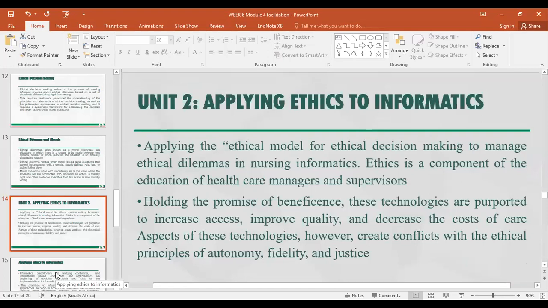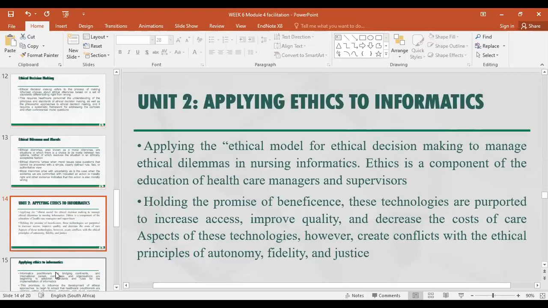The ethical model for ethical decision making helps to manage ethical dilemmas in nursing informatics. That is, applying an ethical model for ethical decision making to manage ethical dilemmas in nursing informatics. Like I said, we are in an era in which almost everyone is using smartphones and social media, everyone is on Facebook, everyone is on YouTube. Before you know it, information is communicated to people far from you.